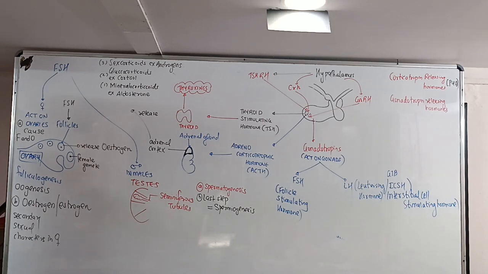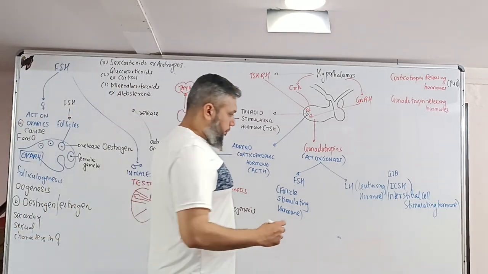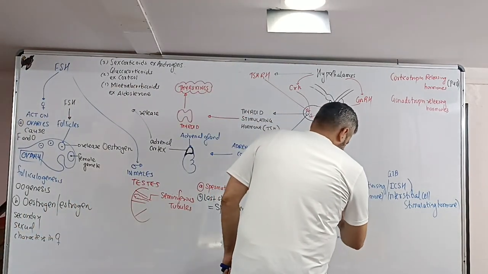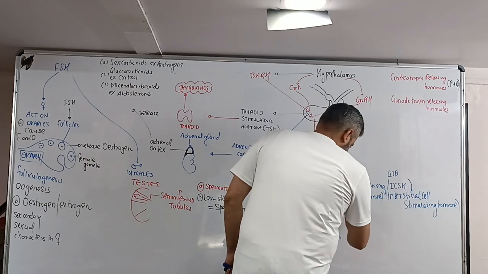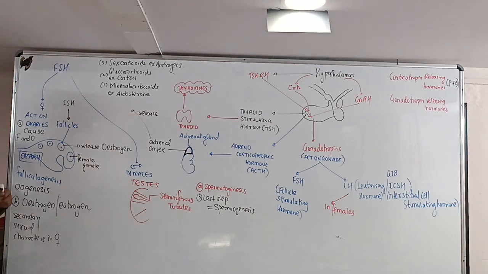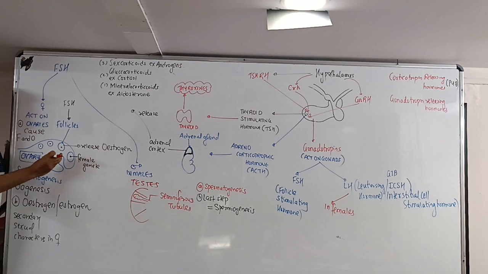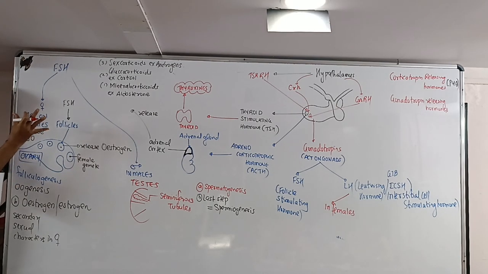With which hormone? LH, in the case of females. What does LH do in females? Do you see this one over there? It's called the mature follicle. LH will cause the mature follicle to rupture.